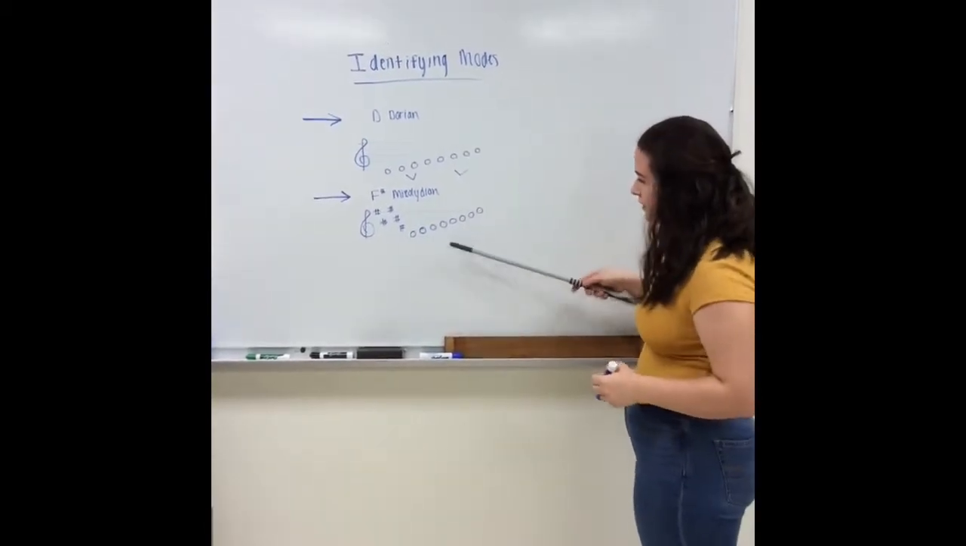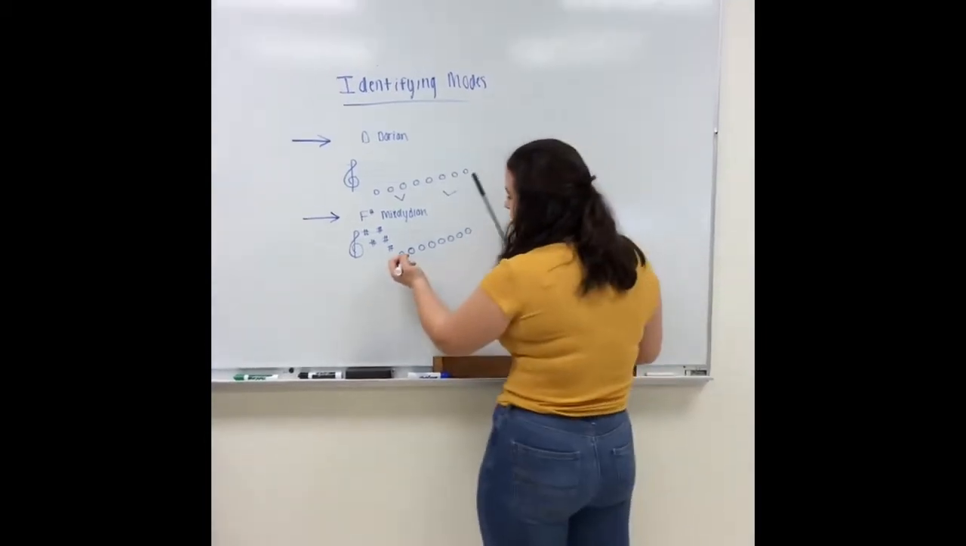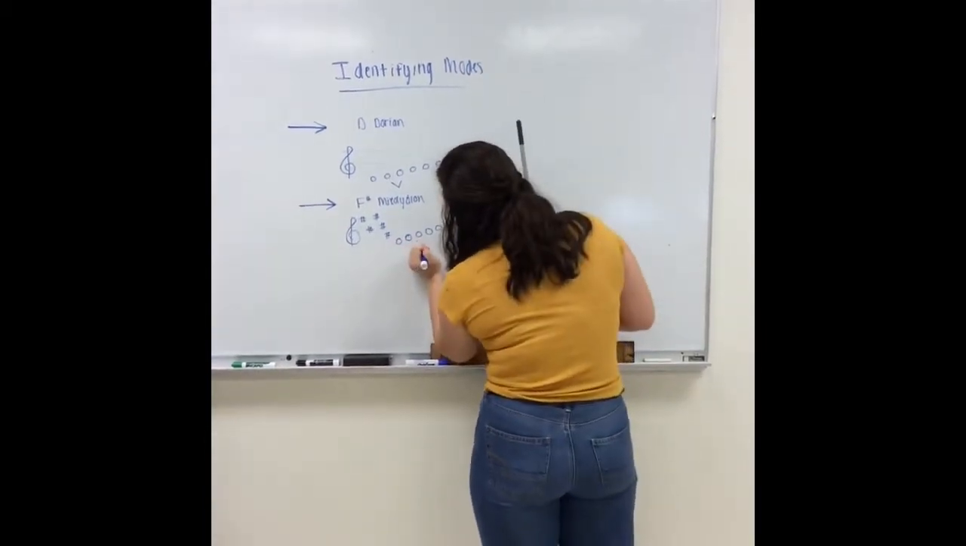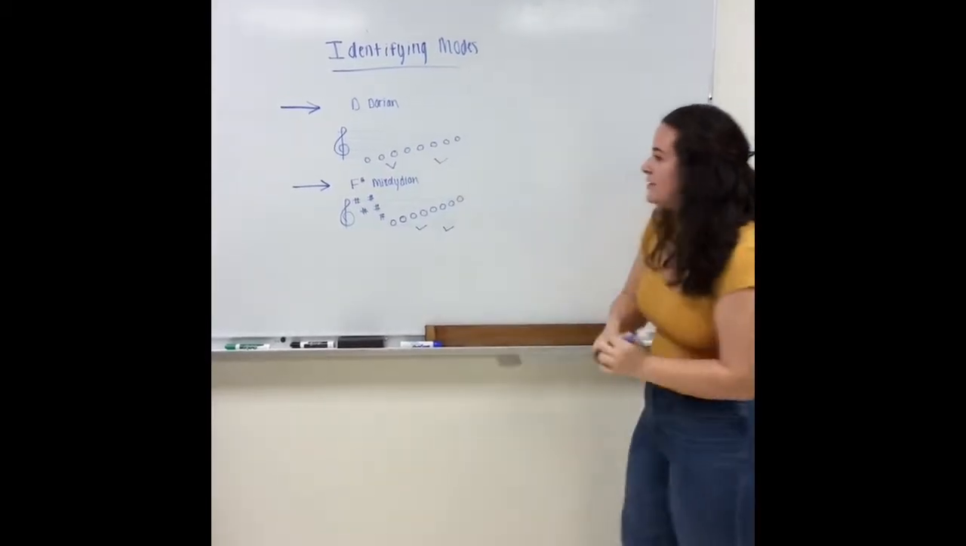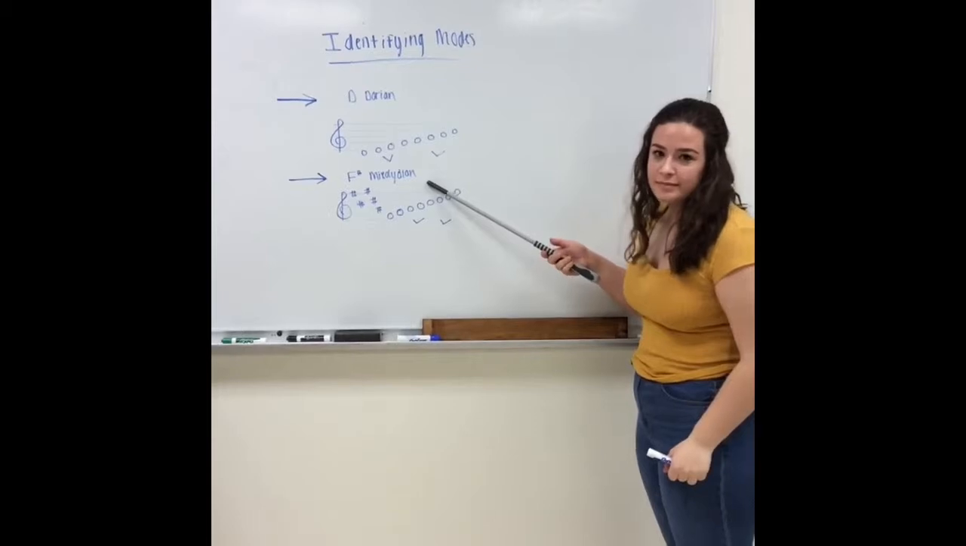In the next scale, this starts at an F, and you can tell the half steps are between 3 and 4, as well as 6 and 7 also. This makes it the F sharp Mixolydian.